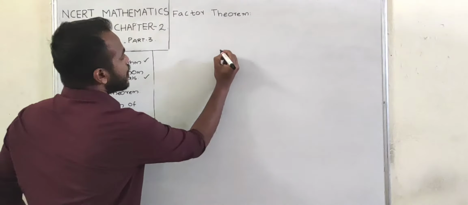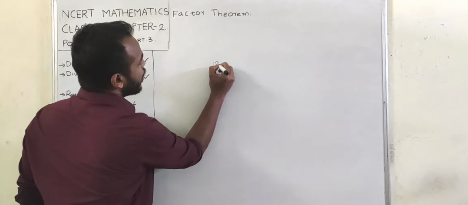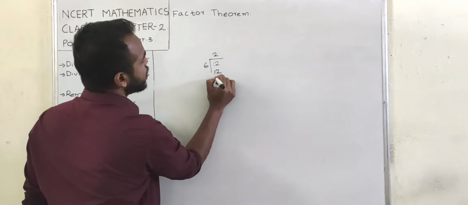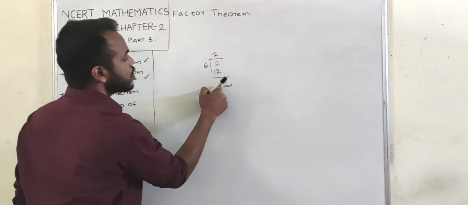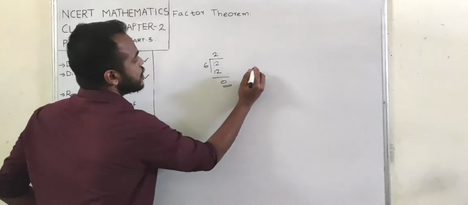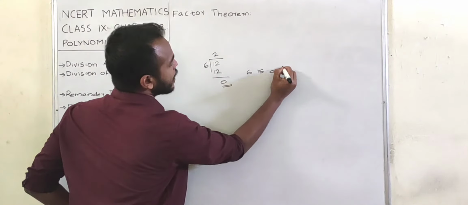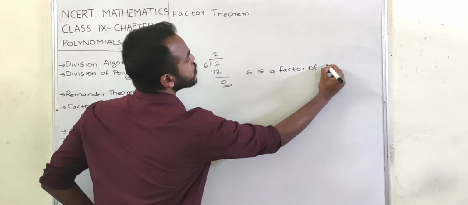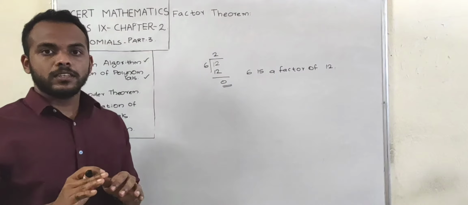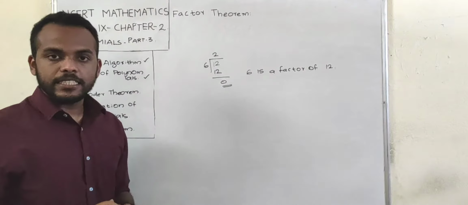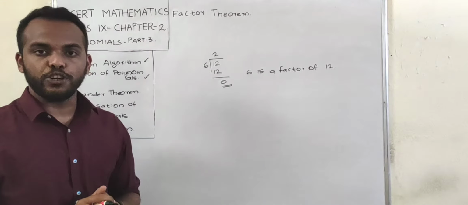That is, when we divided 12 by 6, what was the remainder that we obtained? It was 0. Then we will get to a conclusion that 6 is a factor of 12. Are you okay with this condition? Then it is nothing different at all in the case of polynomial.